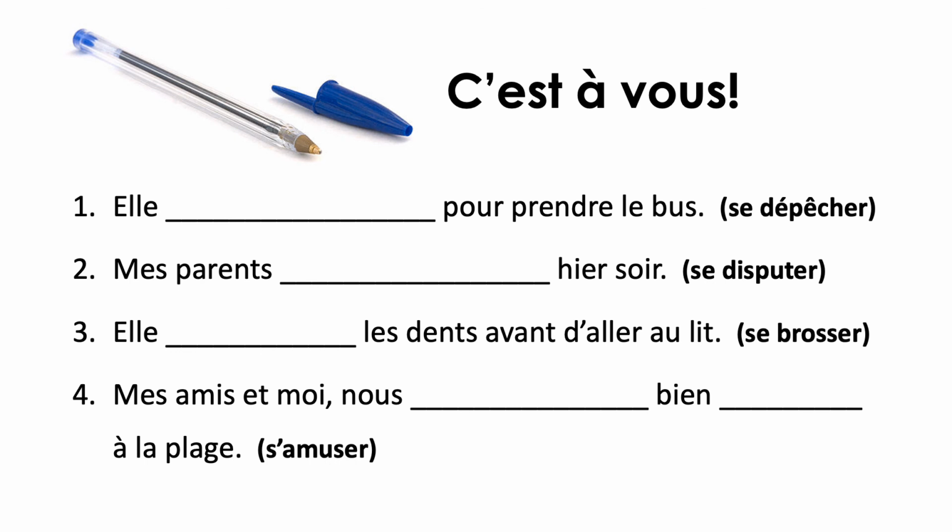First one. Elle s'est dépêchée pour prendre le bus. She hurried to get the bus. So we have a feminine singular subject. We need dépêcher to have an extra E on the end. Mes parents se sont disputés hier soir. My parents argued last night. Disputer must have an extra S on the end. It's the past participle. It needs to agree with the reflexive pronoun. Se. Mes parents, plural.